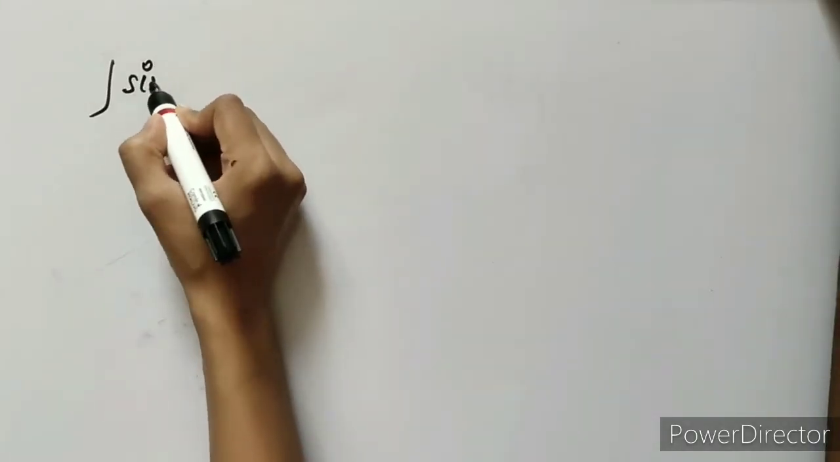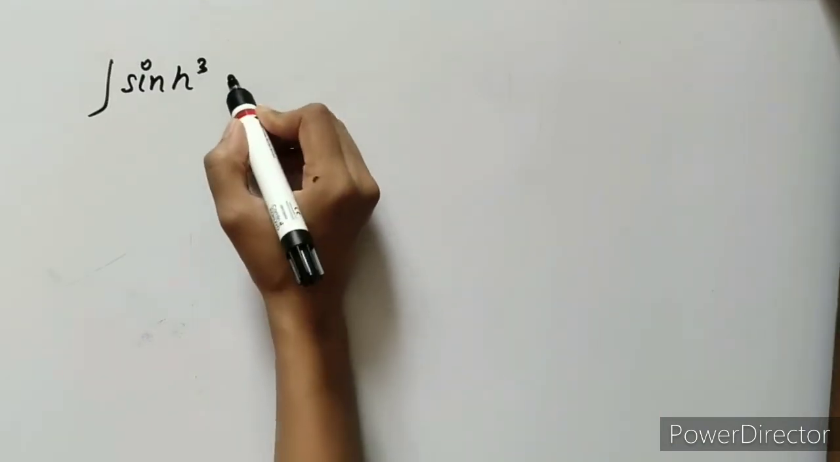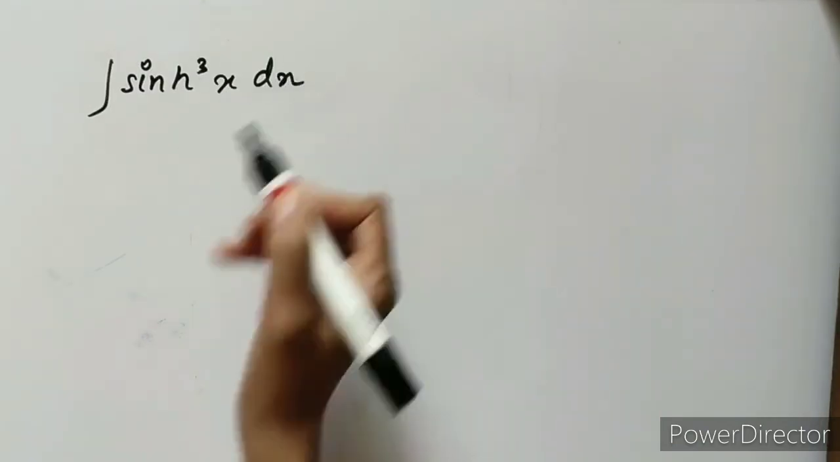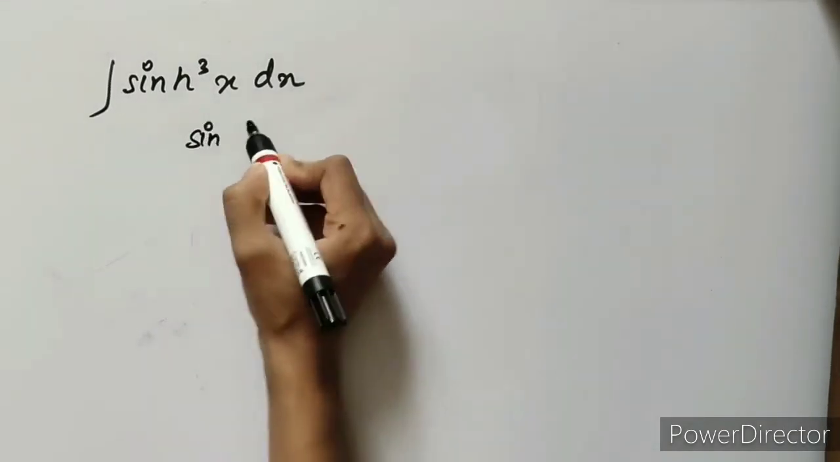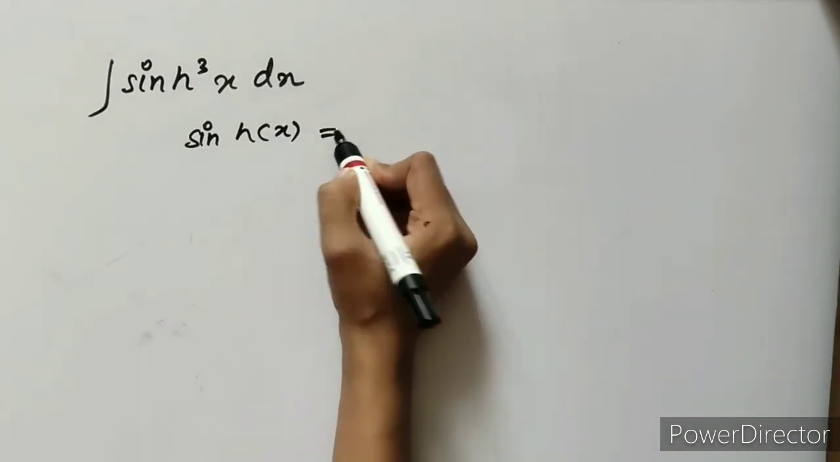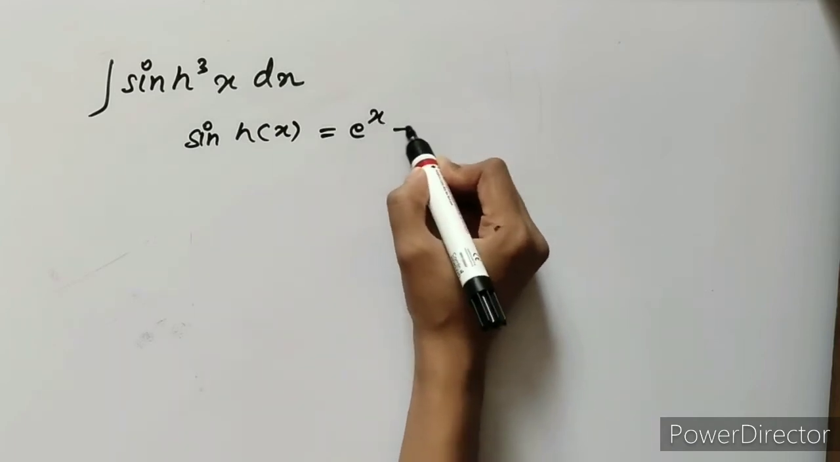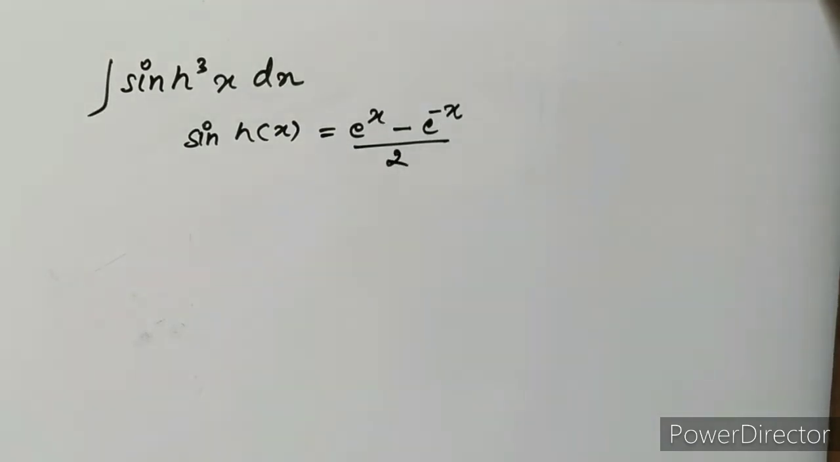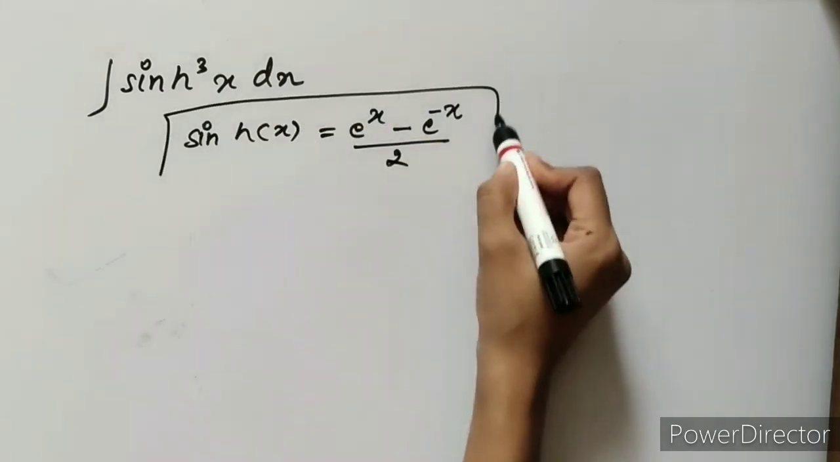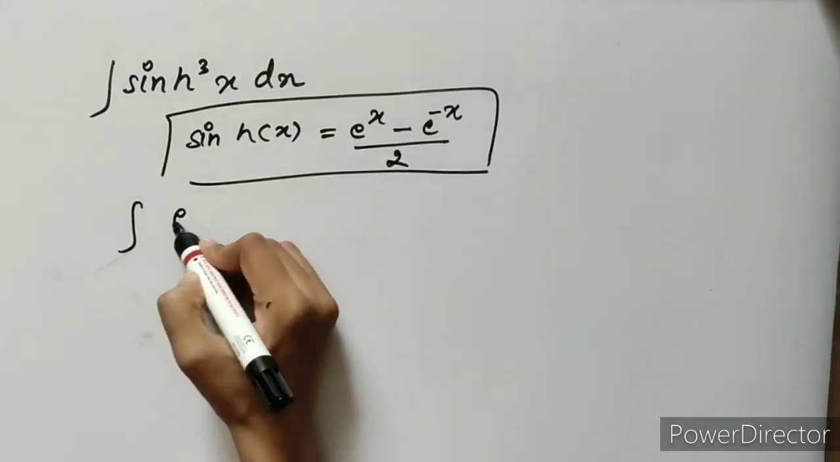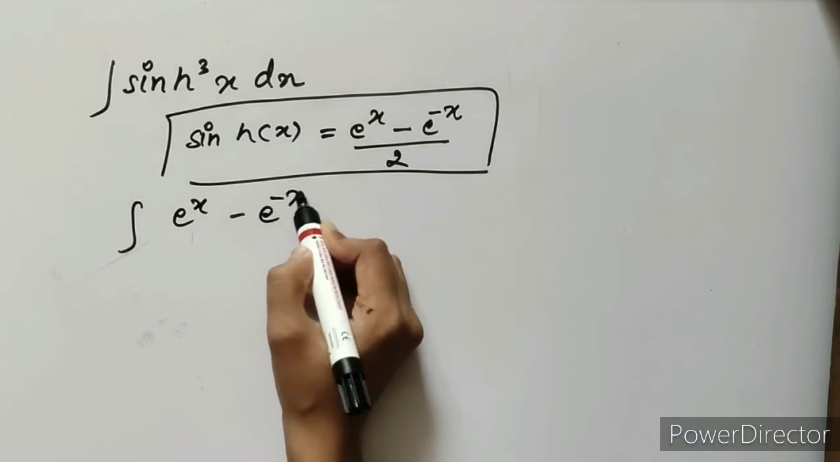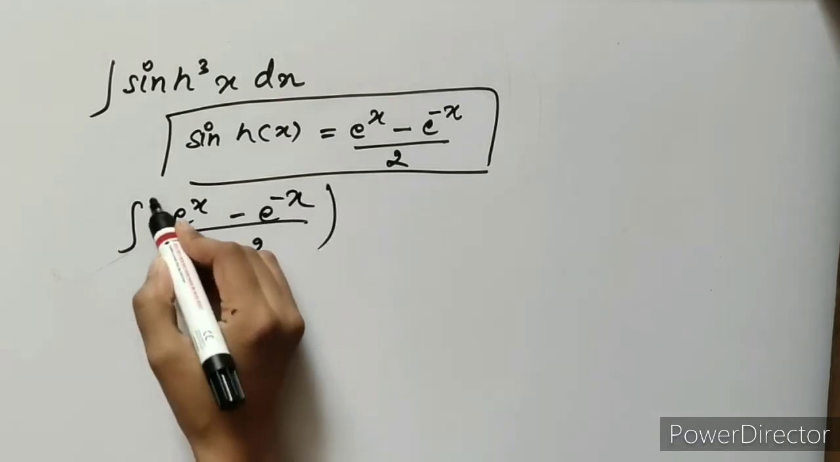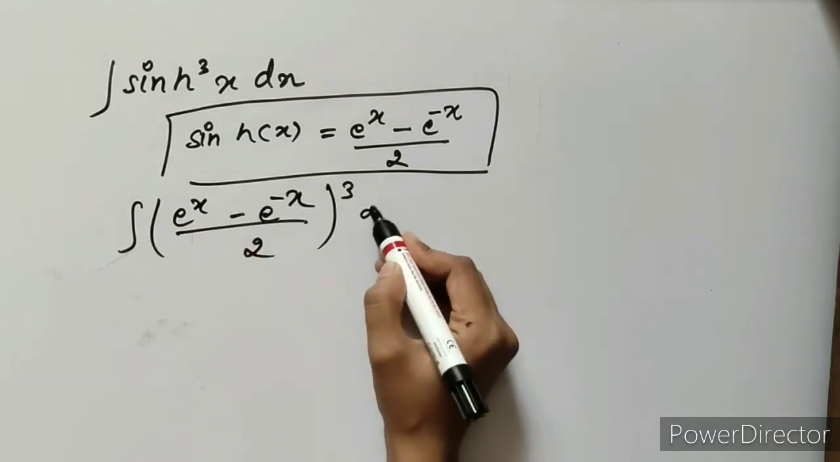Now let us see if we have to integrate sinh cube x dx, hyperbolic sine, and it is cubed. As we know, sinh x is equal to (e to the power x minus e to the power minus x) by 2. We will substitute this value in the integration and it will be ((e to the power x minus e to the power minus x) by 2) to the power cube dx.